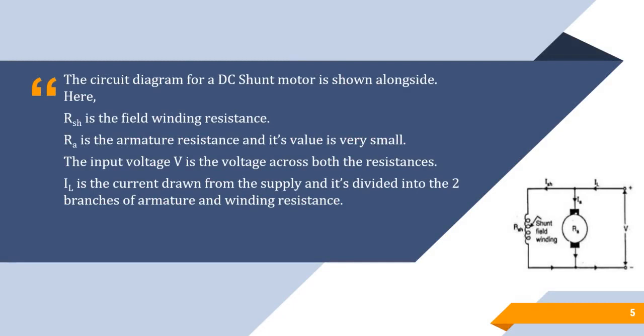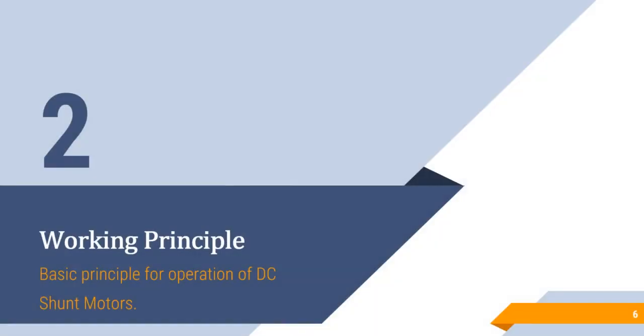RSH is the field winding resistance, RA is the armature resistance, and its value is very small. The input voltage V is the voltage across both the resistances. IL is the current drawn from the supply, and it's divided into the two branches of armature and field winding resistance. Next, we will discuss the working principle of DC shunt motors.